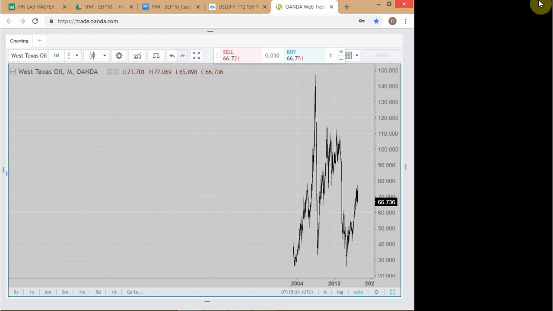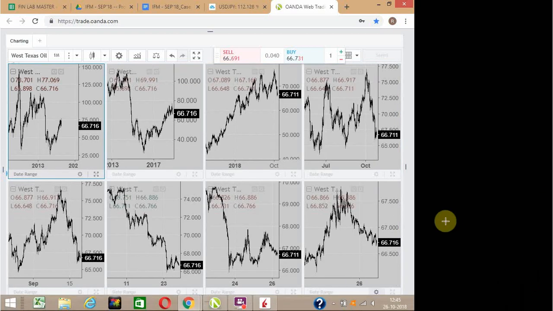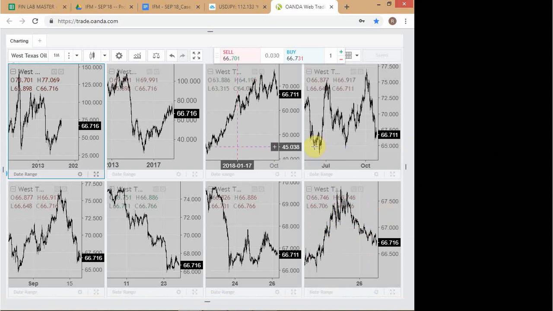Now let's look at this period, from about June of 2017 till today. There was a significant increase in the oil price, from about $42-43 to a high of about 77. This dramatic increase in the oil price, is it good for India or bad for India?